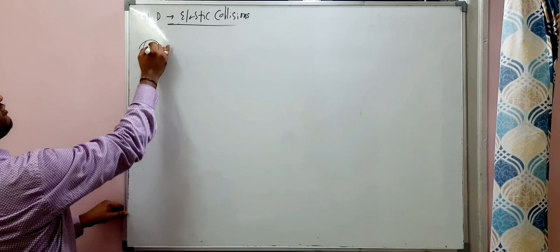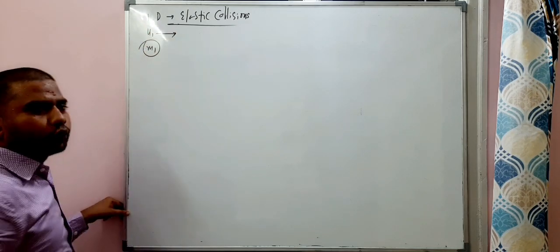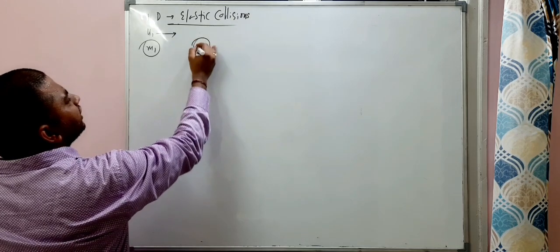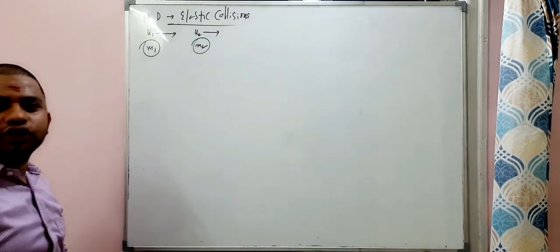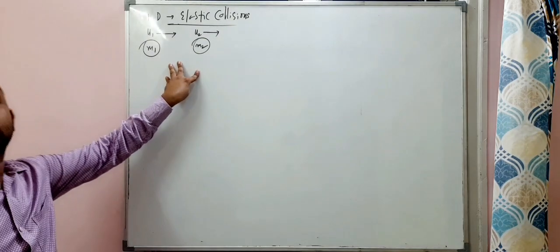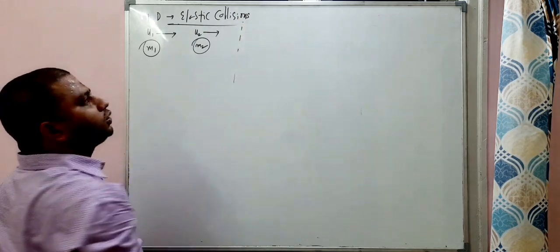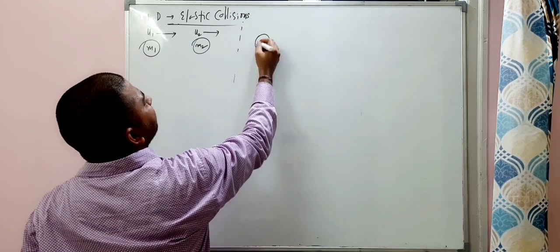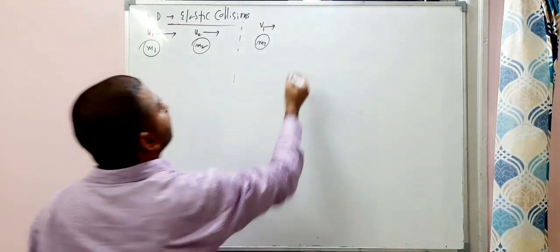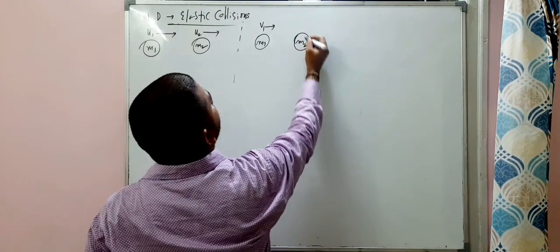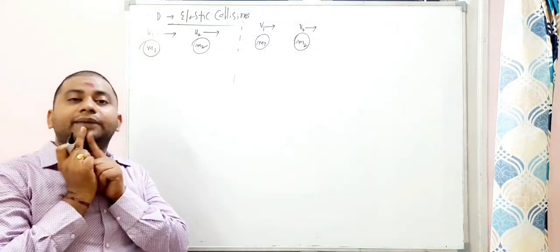There is a body of mass m1 moving with initial velocity u1, and a body of mass m2 moving with initial velocity u2. This is the situation before the collision. After the collision, the body of mass m1 is moving with velocity v1, and the body of mass m2 is moving with velocity v2. Observe carefully.